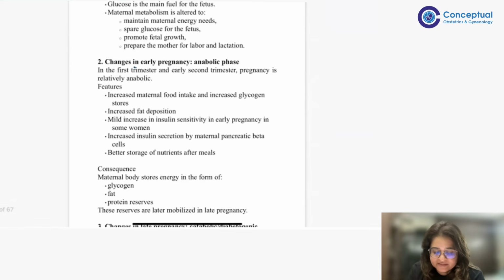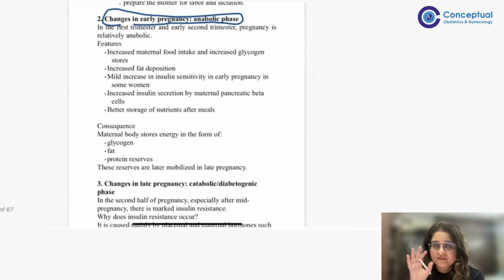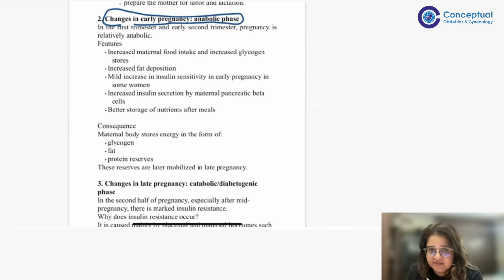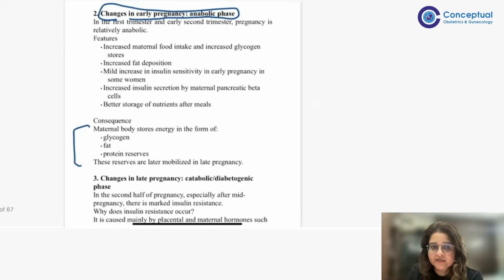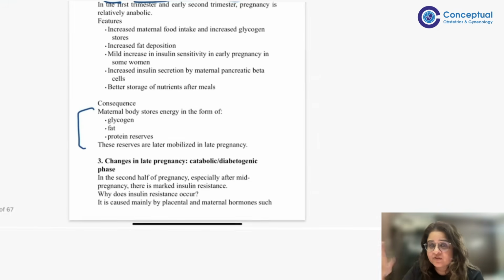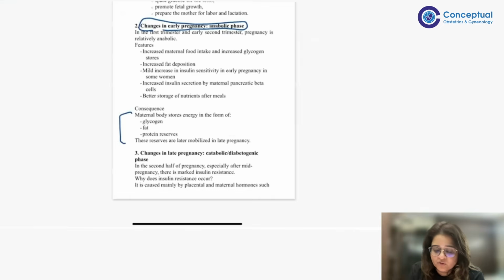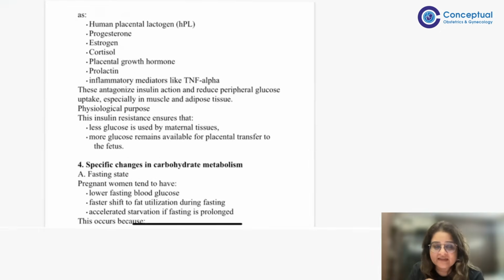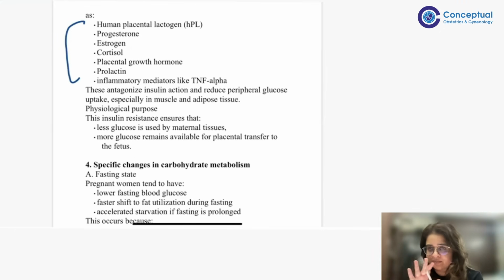Remember, in early pregnancy there's an anabolic phase where pregnancy is relatively anabolic. There is increased glycogen stores, increased fat deposition. Not so much change in insulin resistance. Basically the mother is storing energy in the form of glycogen, fat, and protein reserves. But later on in pregnancy, what happens after 20 weeks? There is a catabolic change. The pregnancy becomes a diabetogenic state, and this happens mainly because of the hormones which are anti-insulinogenic. So this is what you have to explain primarily.